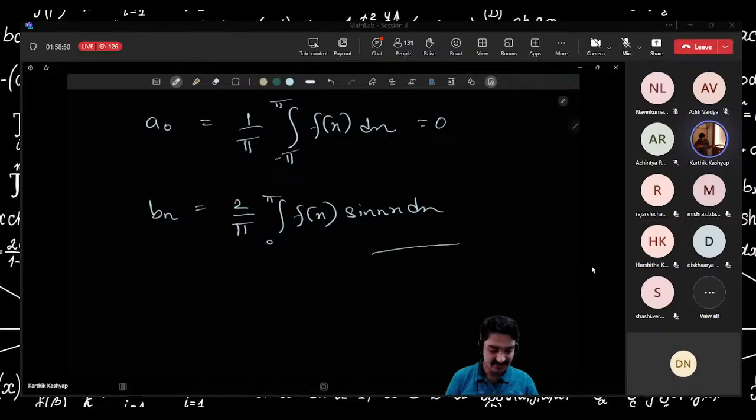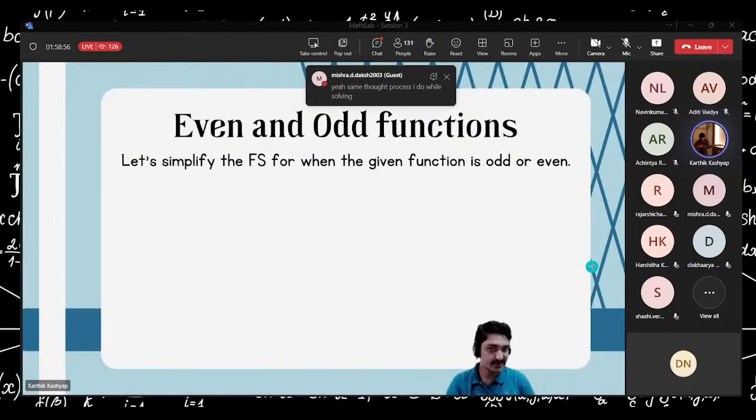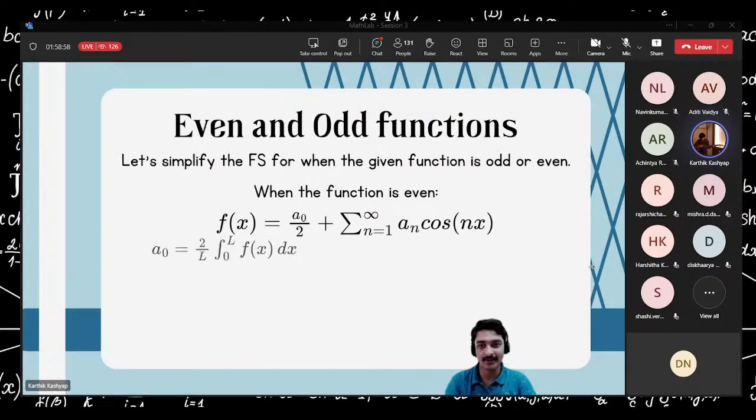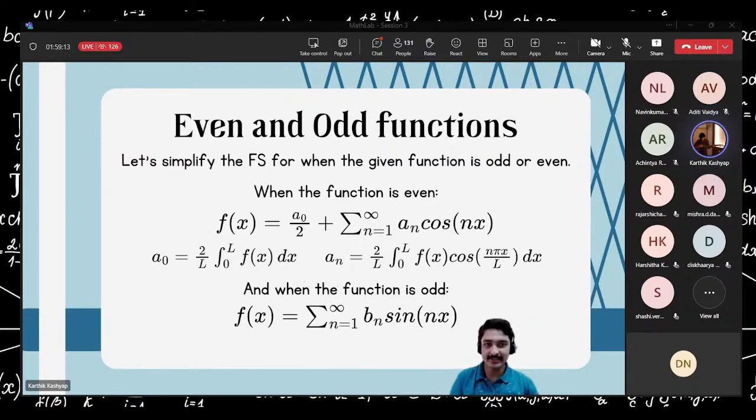Again, this is not that important as properties, but these are just for simplification. We can use a few special functions when the function is even and odd. So as you have seen, when the function is even, we get bn is equal to 0. So this function is only in terms of cosines, so we call this a cosine series. When the function is odd, an is equal to 0 and a naught is also equal to 0. So it is only in terms of sines, so this is called a sine series.